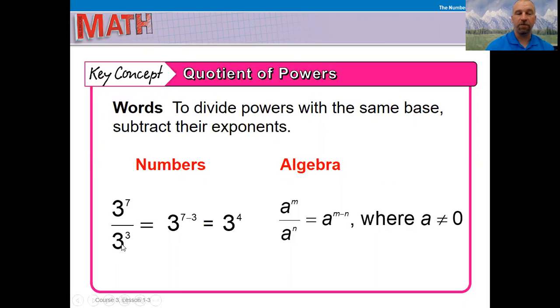3 to the 7th divided by 3 to the 3rd. Subtract the exponents, keep the base the same. Always keep the base the same. Still a base of 3, and you get a 4th power. They tell you here that a can't be 0. This number can't be 0. 0 to some power is okay, but 0 in a denominator is not okay. So if you have a division in the form of a fraction, or any division, you can't divide by 0. So the only thing you need to know is that the base can't be 0. It won't be 0, don't worry about it.